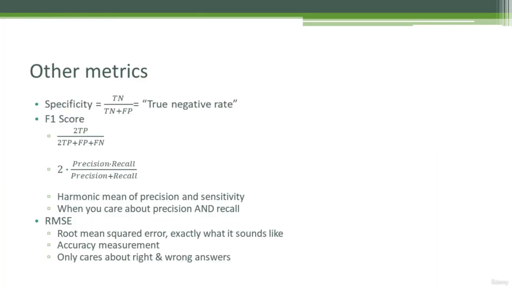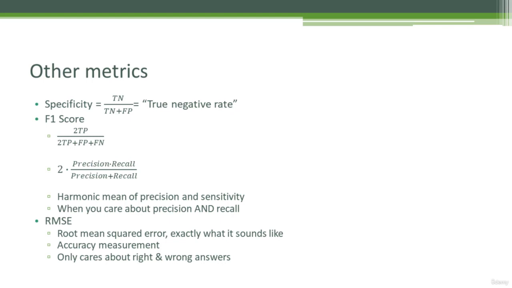There are other metrics as well. For example, specificity, which is the true negatives over true negatives plus false positives, also known as the true negative rate. Also, F1 score is a very common thing that's used. That is 2 times the true positives over 2 times true positives plus false negatives. You can also compute it as 2 times the precision times the recall over the precision plus the recall.